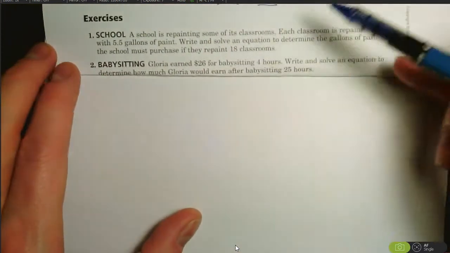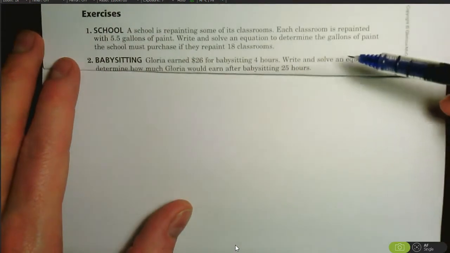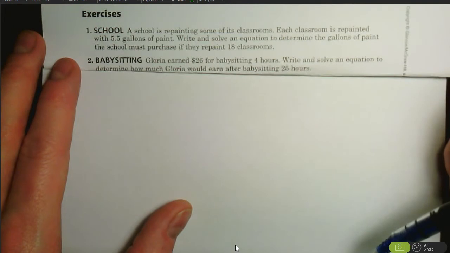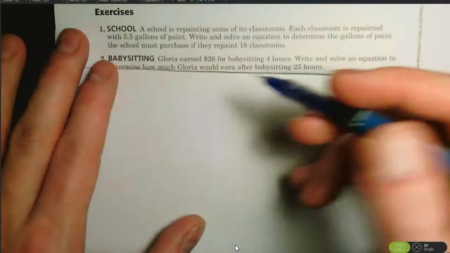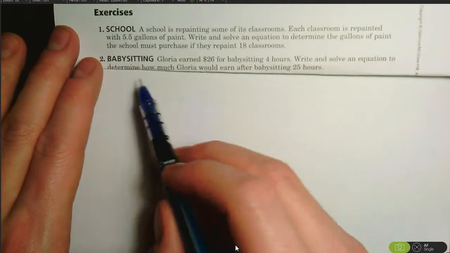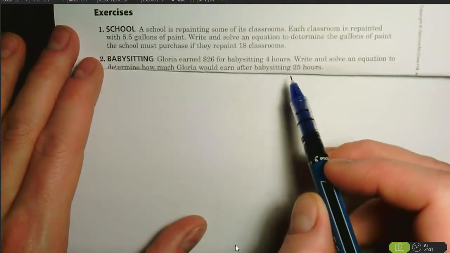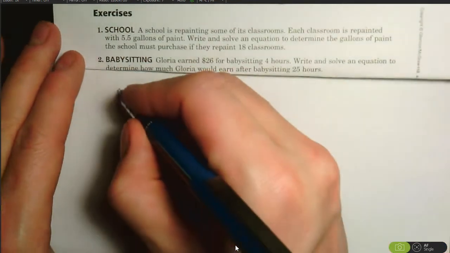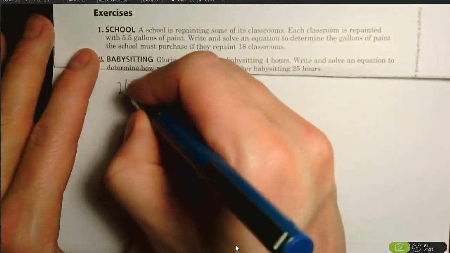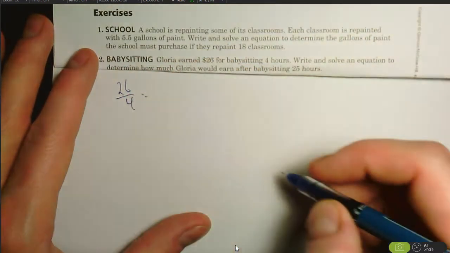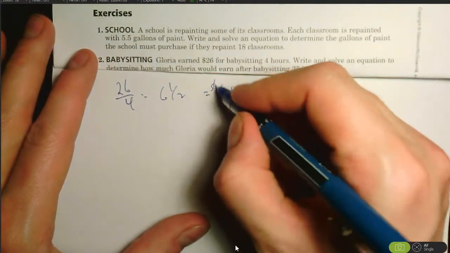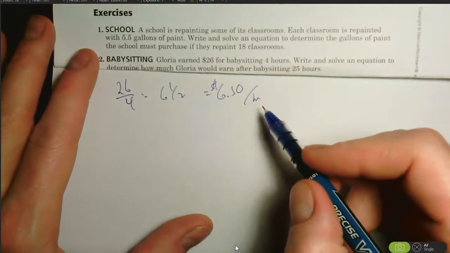Right. So Gloria earned $26 for babysitting 4 hours. Write and solve an equation to determine how much Gloria would earn after babysitting 25 hours. All right, so they want to know how much would she earn after babysitting 25 hours. Okay. So we already know it's this much for 4 hours. So our constant of proportionality is 26 over 4. When we do that, we get 6 1/2. So she's making $6.50 per hour.